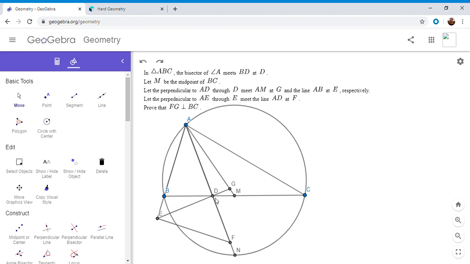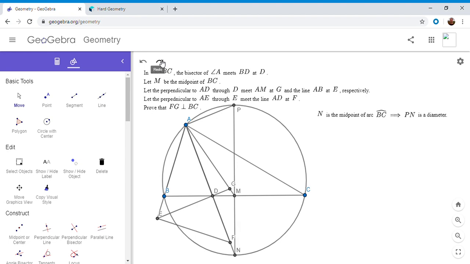Now, since N is the midpoint of arc BC, by symmetry, the line NM has to cut the circle in half. So if we let NM meet the circle at a point P, then NP has to be a diameter of the circle. Okay, so I wrote that right there. As I mentioned, N is the midpoint of arc BC, so PN is the diameter.